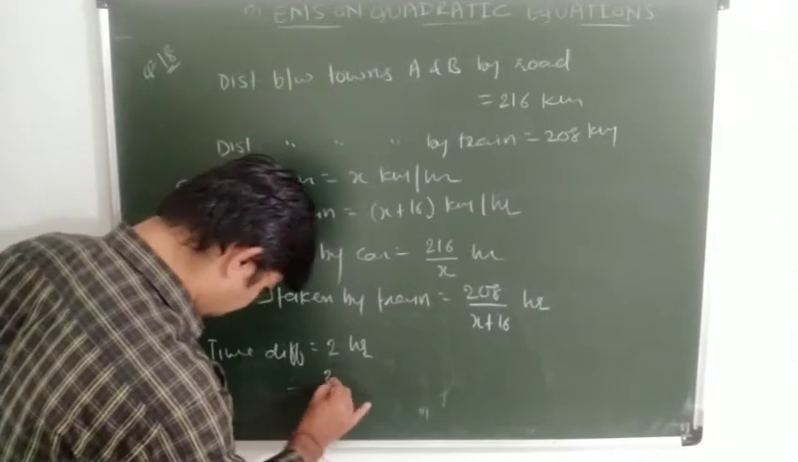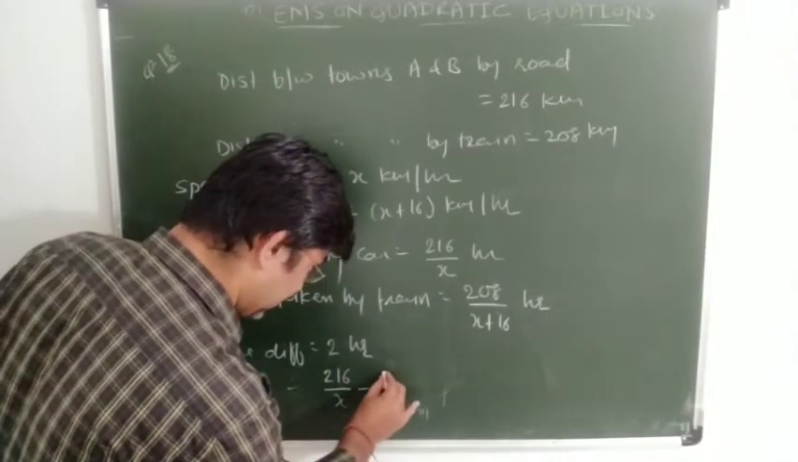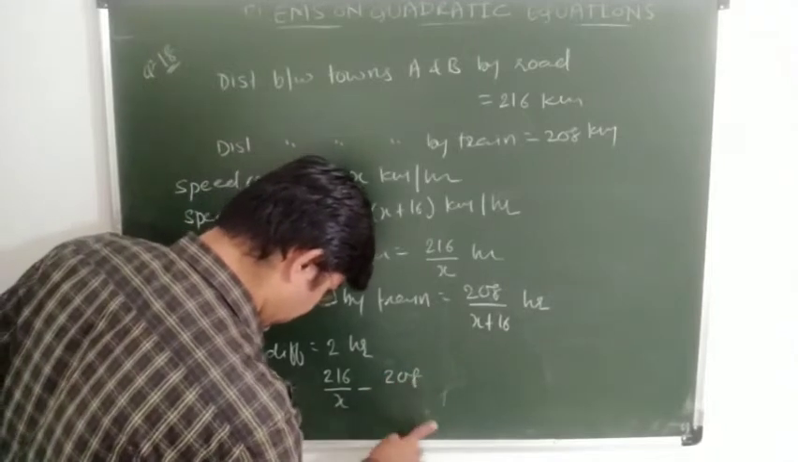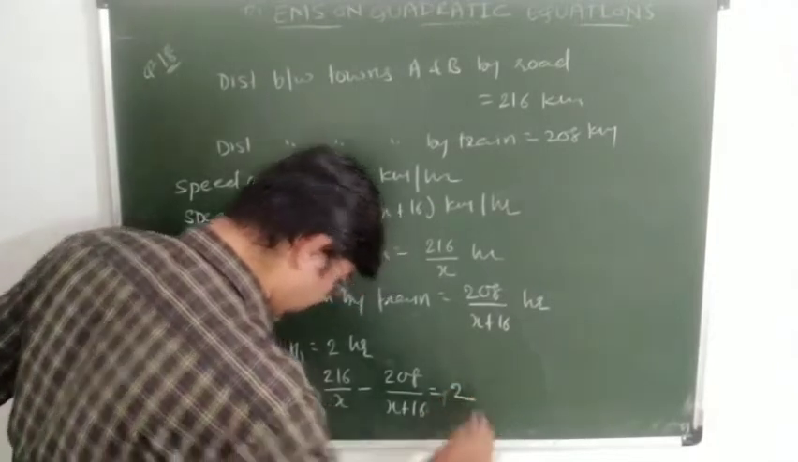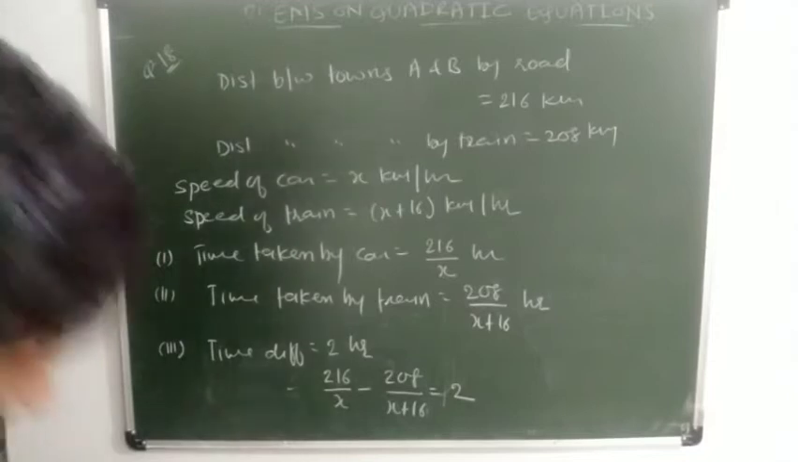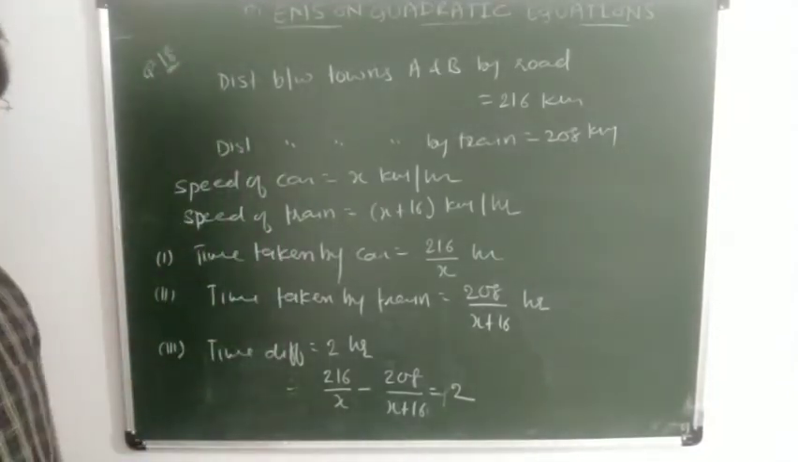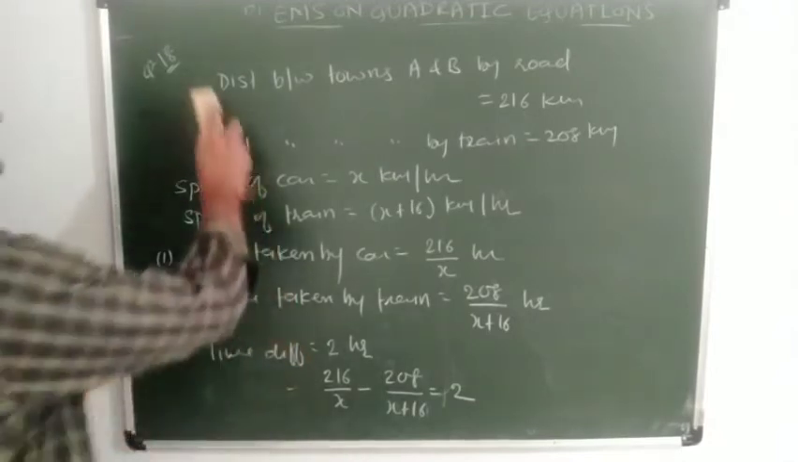What is the time taken by car? That is 216 upon x minus 208 upon x plus 16 is equal to 2. Okay, now let us simplify this expression to form a quadratic equation, and then we will solve.